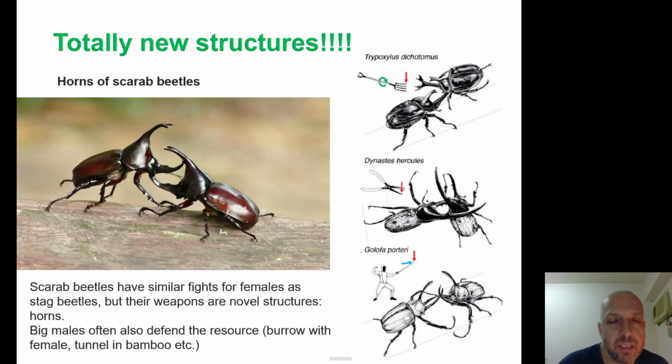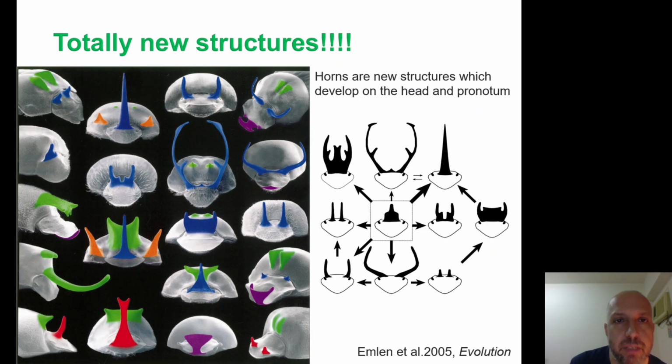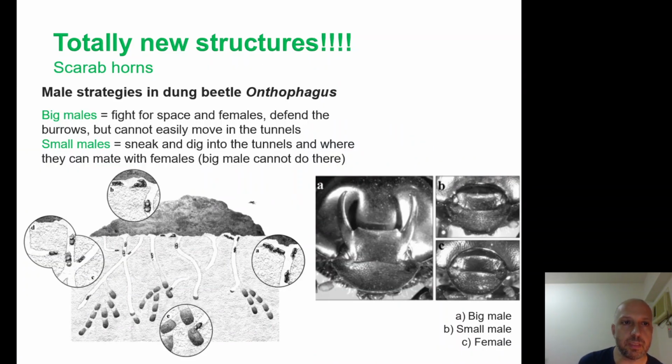In many groups they are not used only for fights male to male, but they are also used to defend a resource. For example, in dung beetles, the big male is guarding the tunnel into which the female is taking pieces of dung and laying the eggs for the larvae. He's defending the tunnel from other beetles. And here you can see that the structures of these horns can be quite crazy, very different in very different species.